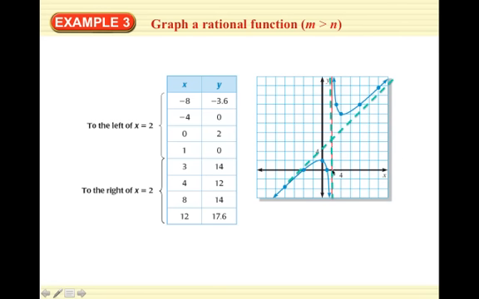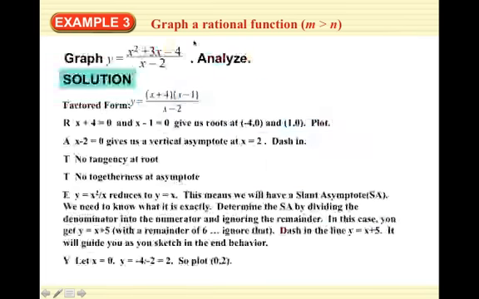Since our vertical asymptote is at x equals 2, we want to pick some points to the left of 2 and some points to the right of 2. We picked several because this is kind of interesting. We picked x equals -8, -4. We knew the (0, 2) and (1, 0) points. Then we picked some to the right of 2: 3, 4, 8, and 12. The way the y values are created is that you take the x values, plug them into your function, and generate your y values.